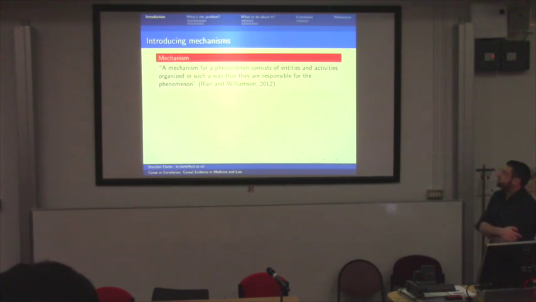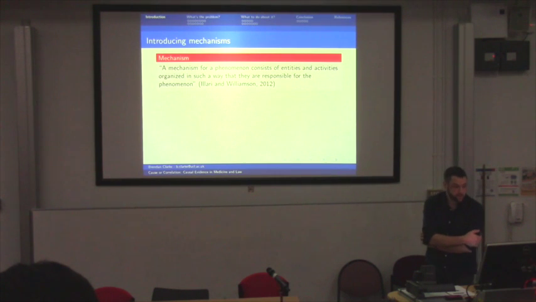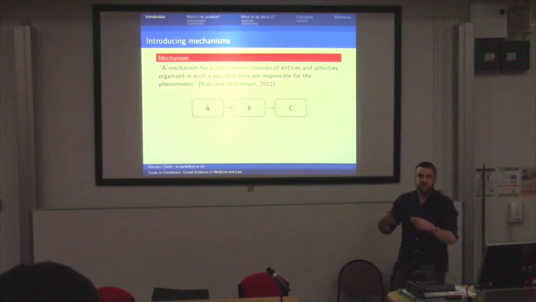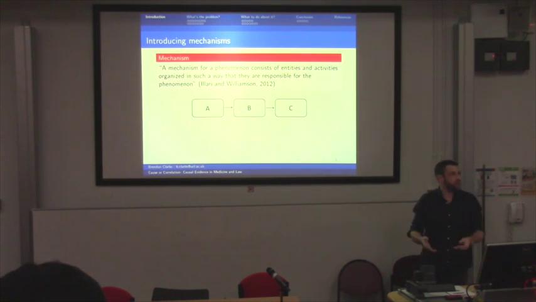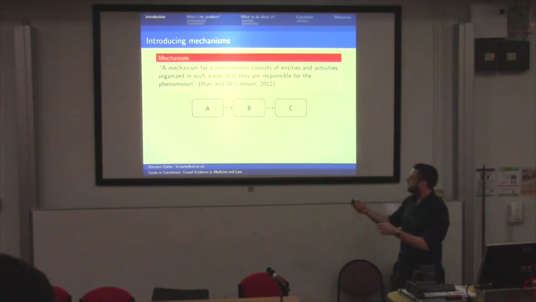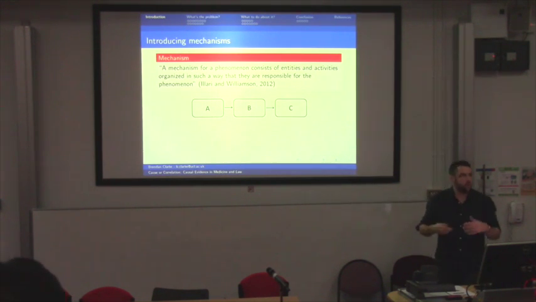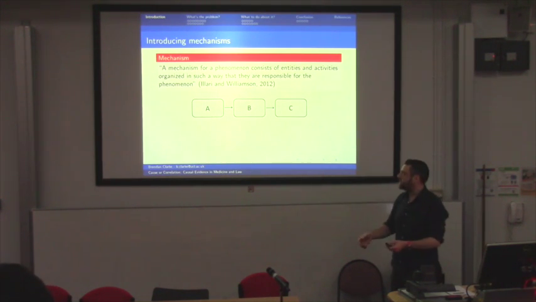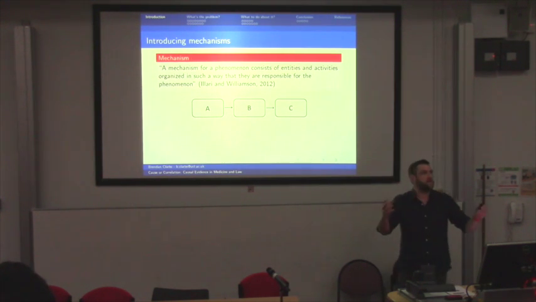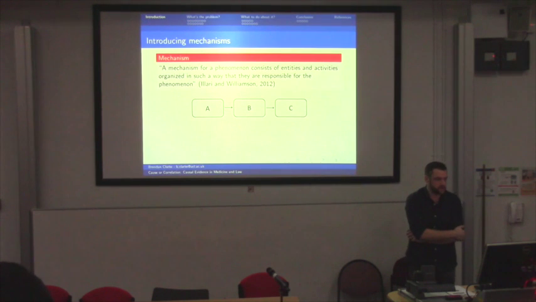A mechanism for a phenomenon consists of entities and activities organised in such a way that they're responsible for the phenomenon. What does this mean? Well, this is a way of thinking about things that do causal stuff, right? If we're interested in how, and I will try out my pointer for the first time, A causes C, what we do if we're working in this way is to figure out if there's a mechanism that connects A and C. It's very straightforward, I think.